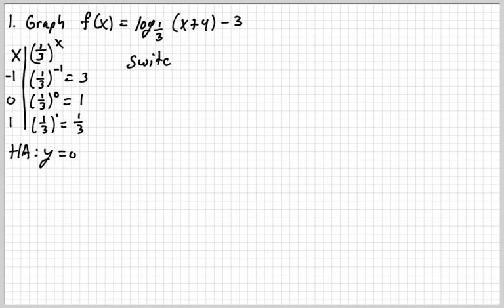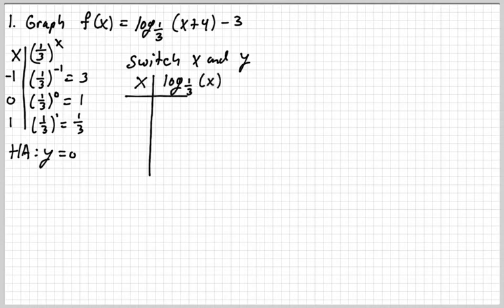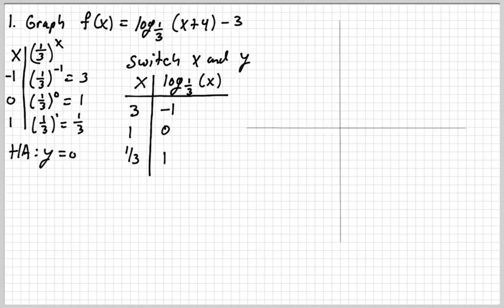Now we're going to switch x and y to come up with the logarithm of base 1/3. And that's the inverse of the exponential of base 1/3. So just switch your ordered pairs. So 3, -1, 1, 0, 1/3, and 1. We'll go ahead and plot those points. So 3 and -1, 1 and 0, and then we'll do our best to guesstimate 1/3 and 1. And then instead of having a horizontal asymptote of y equals 0, because you switched x and y, it becomes x equals 0, and that's a vertical asymptote.